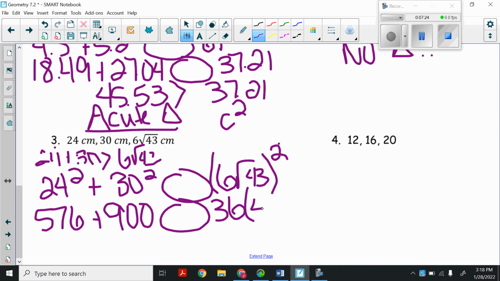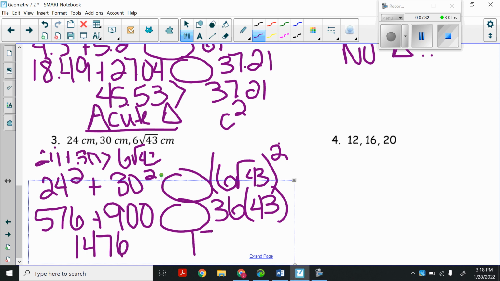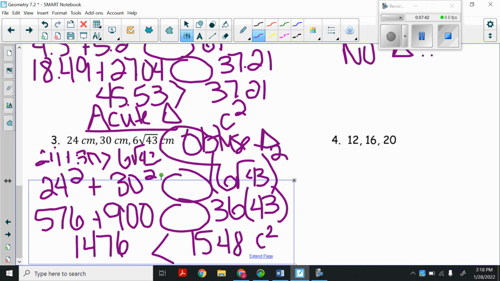The square root of 43 squared is just 43. 576 plus 900 is 1,476. 36 times 43 is 1,548. 1,548 is bigger. This is my c squared. C squared is bigger, so this is an obtuse triangle. So number 3, obtuse triangle.